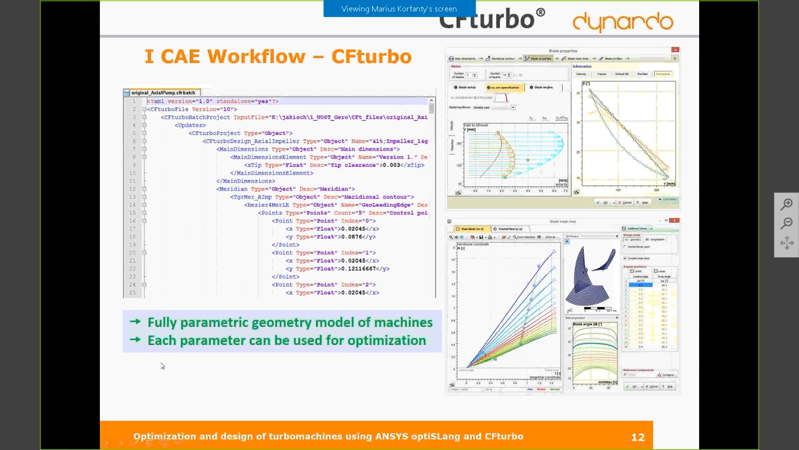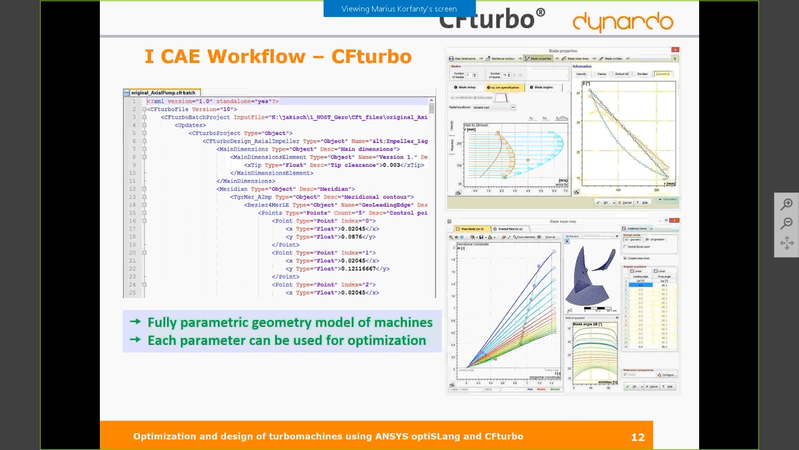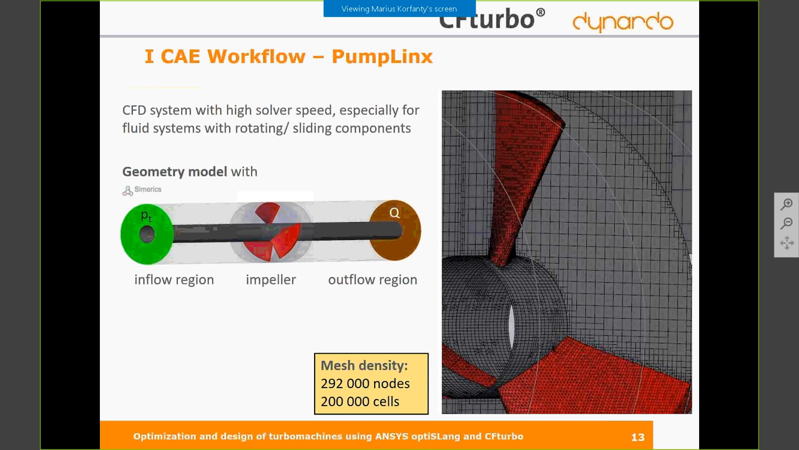So, CFturbo provides a fully parametric geometry model of machines, and each parameter can be used for optimization. We used pumpLinx as CFD solver because it is a CFD system with a high solver speed, and therefore it's very suitable for optimization tasks. Even on meshes with a low number of nodes, it has a satisfying accuracy.